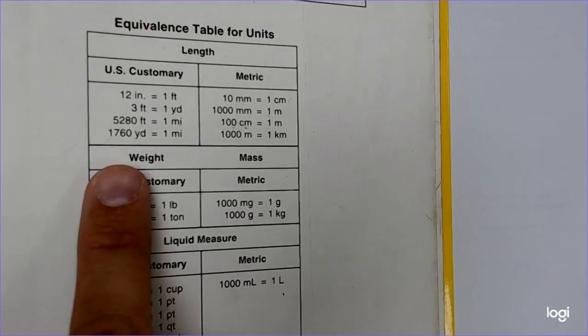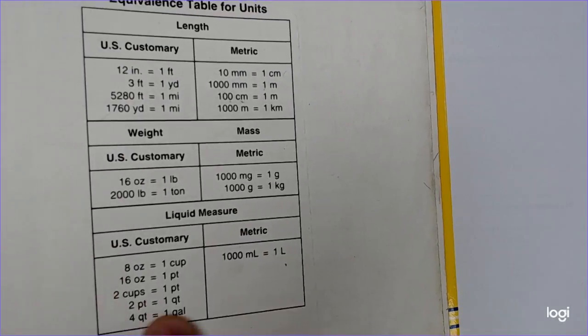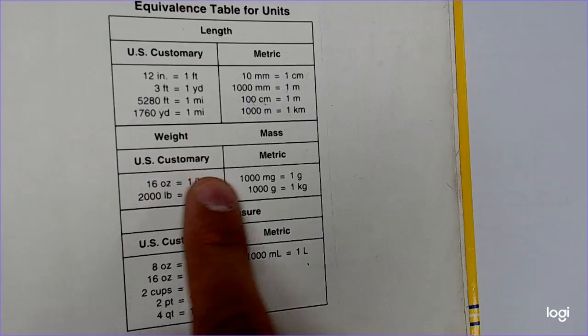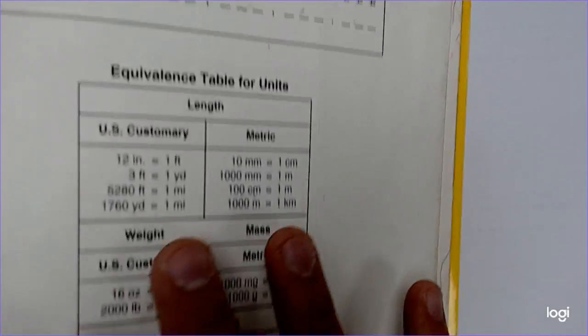All right, so it's going to be very dependent on your knowledge of the equivalence table at the very back of your textbook. Knowing how many ounces are in a pound, how many inches are in a foot, how many minutes are in an hour, things like that, is what is going to help you with these problems. All right, now let's do some examples.